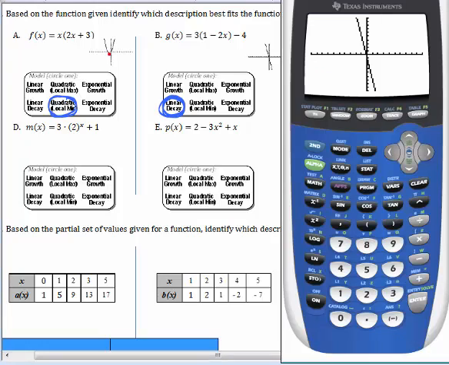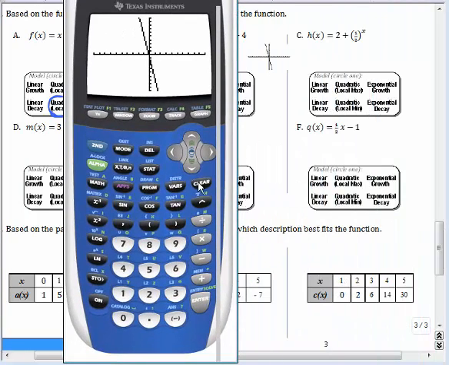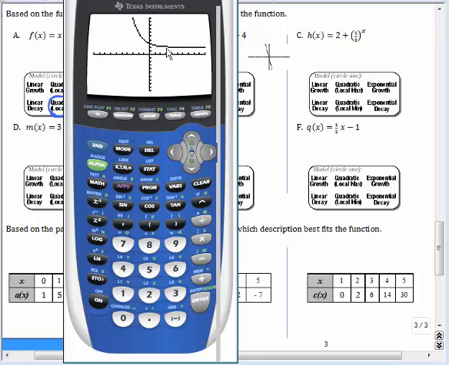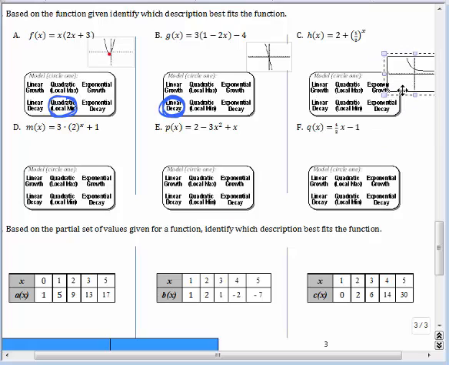All right, the next one, let's type it in. If we go to y equals and clear that out, we can type in 2 + (1/2)^x, and then graph that one. So that's an exponential that's getting smaller and smaller and smaller, so that's exponential decay. So exponential decay because it's going down forever.